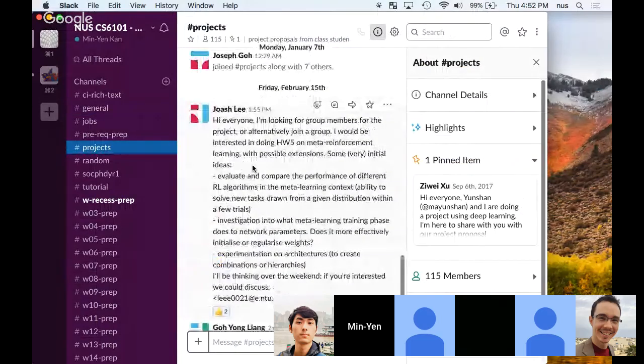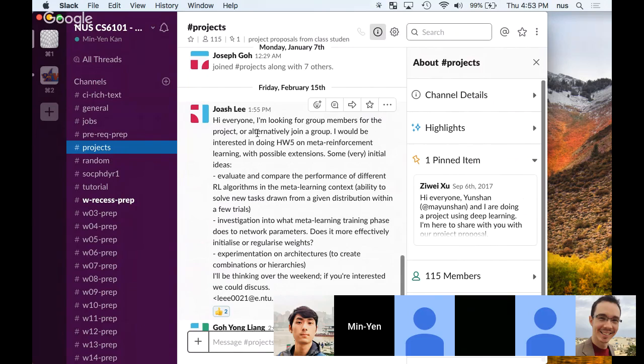Joash from NTU, I think, said he is looking to do a meta reinforcement algorithm. So any of you who want to just do a homework assignment? I want to do homework assignment number 1. Okay, then that's fine too.